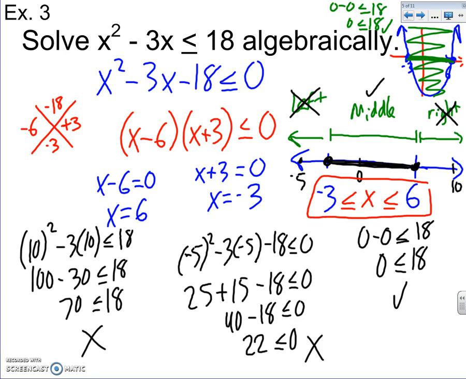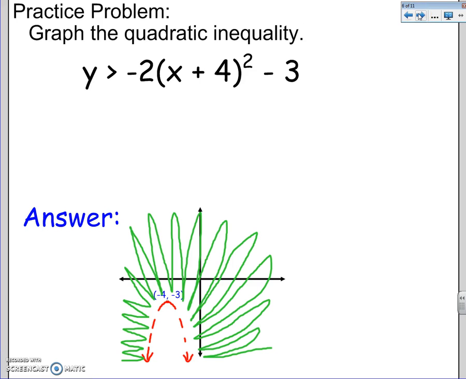All right, I'll leave you with this problem. Graph it. There's the answer. If you can do that, you should be fine for the quiz in class.